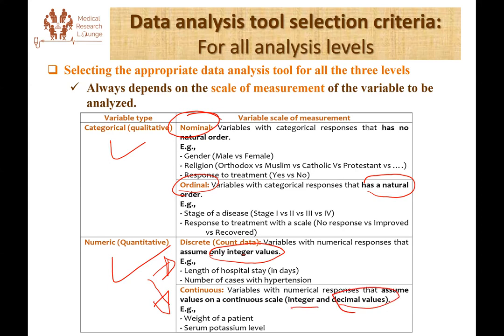So differentiating between these is very important, because everything that we do in analysis depends on the knowledge of the scale of measurement of your study variables. So it could be either nominal, ordinal, discrete, or count data, or continuous data. So understanding this is very important. So let's see the steps to running a regression analysis.